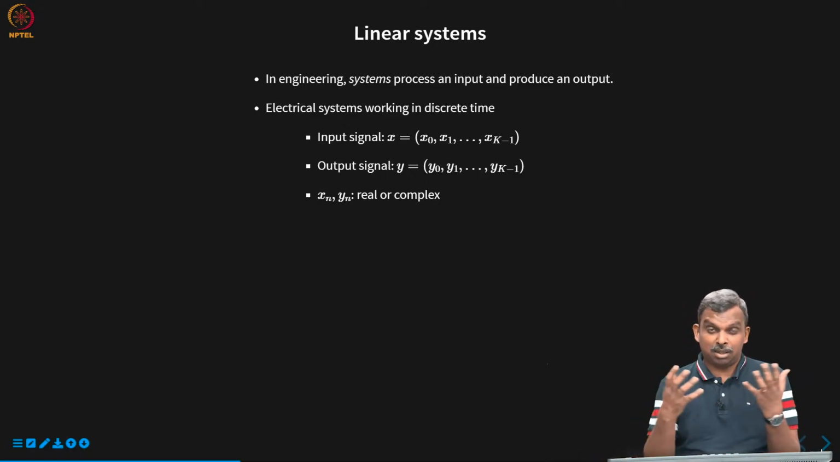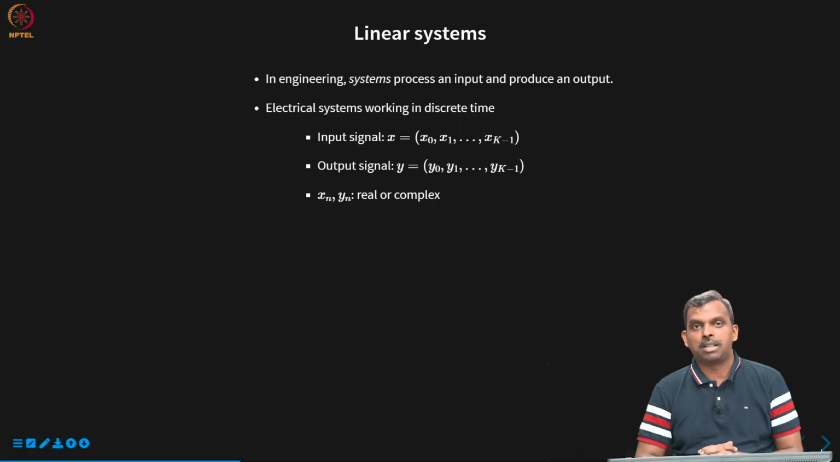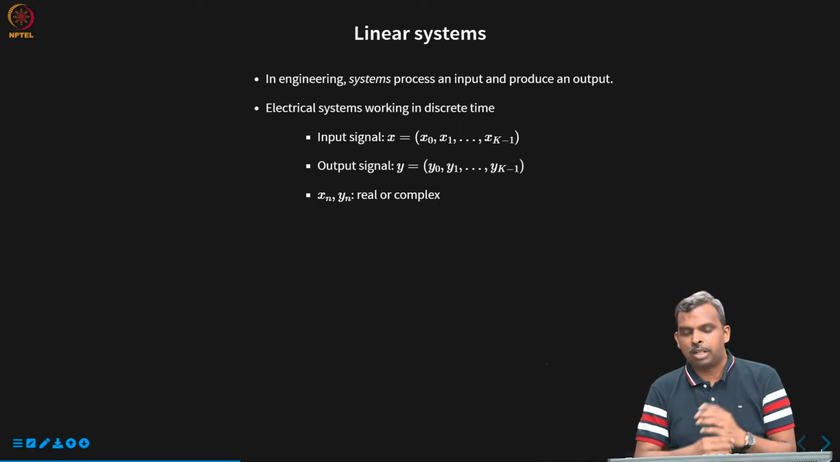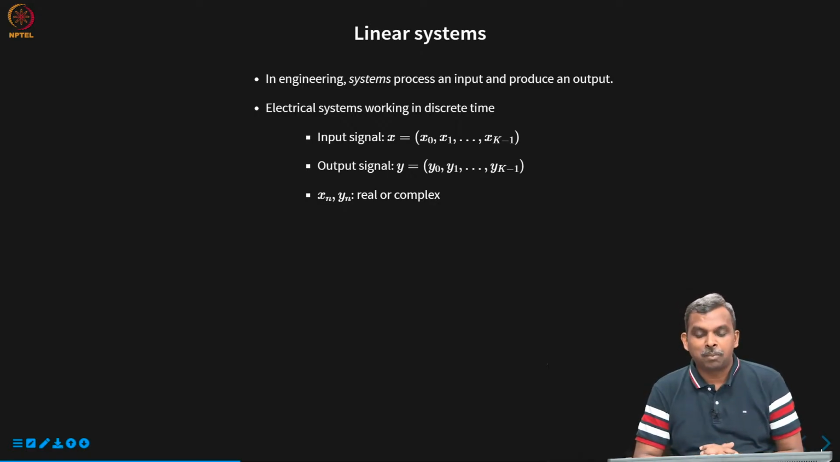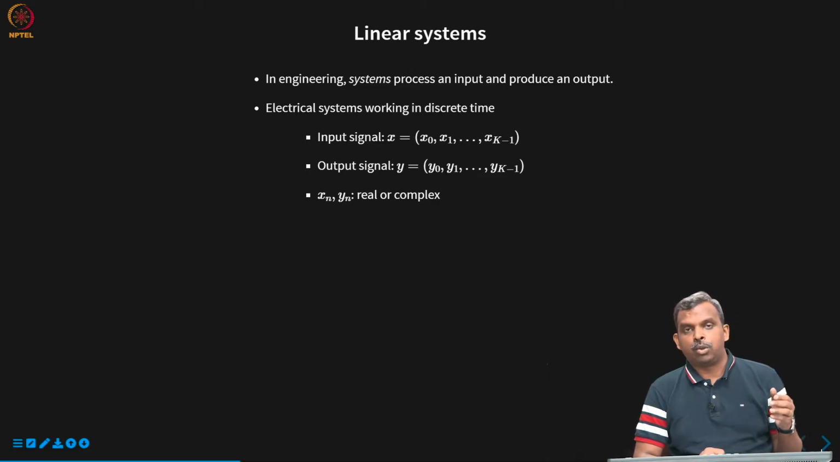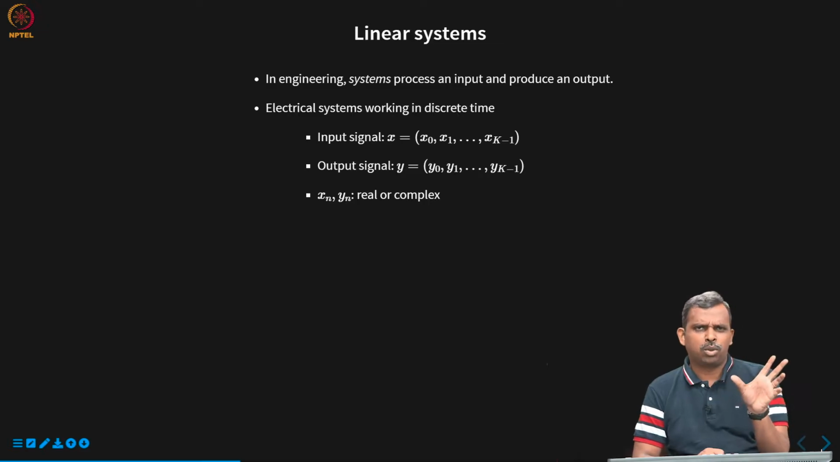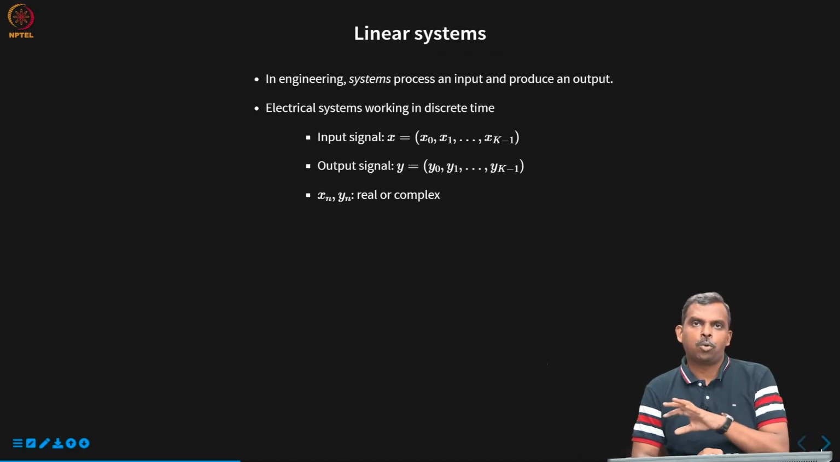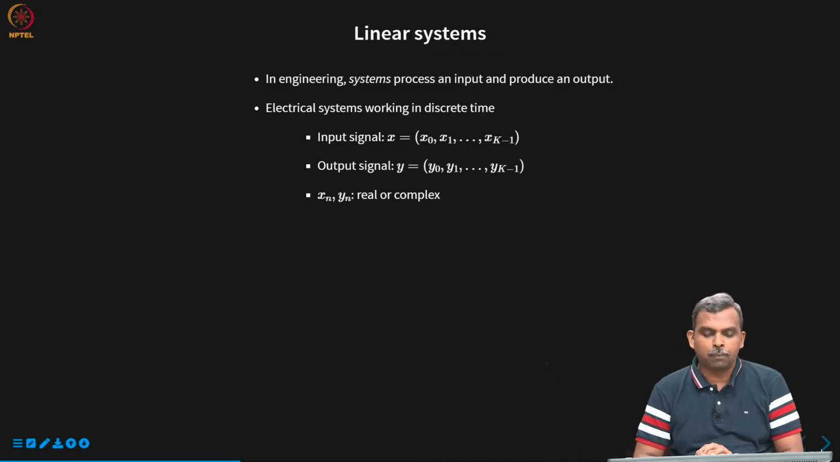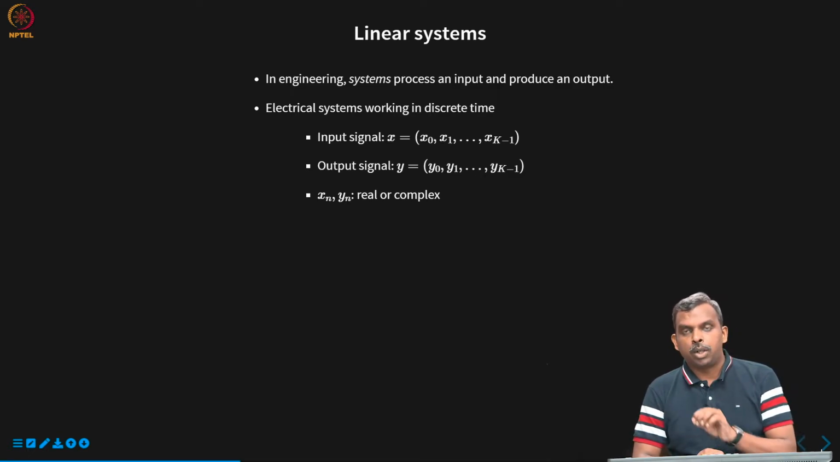So what is a system? In engineering, you think of something that takes in an input, generates an output, has some state, that becomes a system. Many electrical systems work in discrete time, and when they work in discrete time, your input signal is x0, x1 to xk minus 1 over a certain period of time. You look at the input signal, you want to study it and put out an output signal. Your system might do something like that. So your output signal y for that period of time is y0, y1 to yk minus 1.